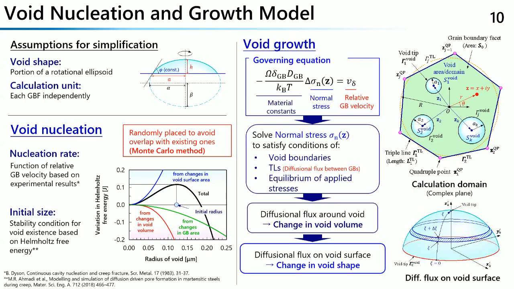And void growth is evaluated based on this governing equation expressed as Poisson's equation. And by solving the normal stress distribution to satisfy the condition of void boundary triple lines and the equilibrium applied stress, we obtain the normal stress distribution on each grain boundary facet. Based on this stress distribution, we can evaluate the change in void volume and void shape based on the diffusion flux around the void and that on the void surface respectively.